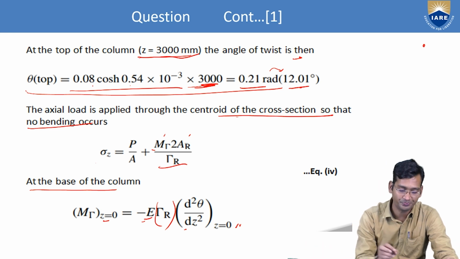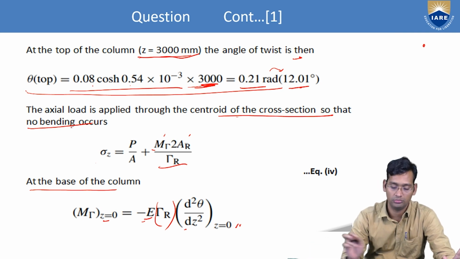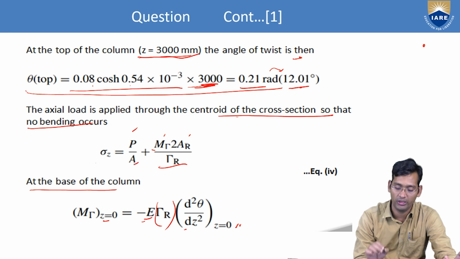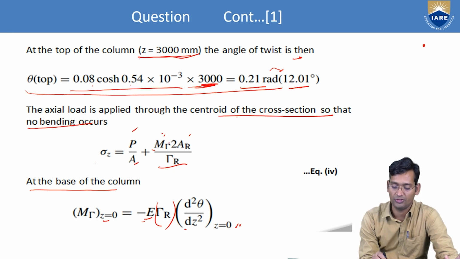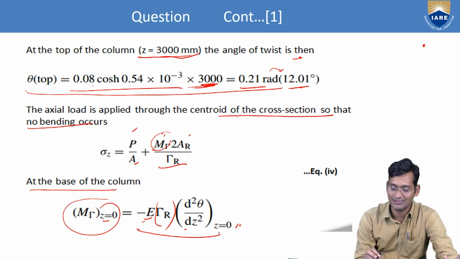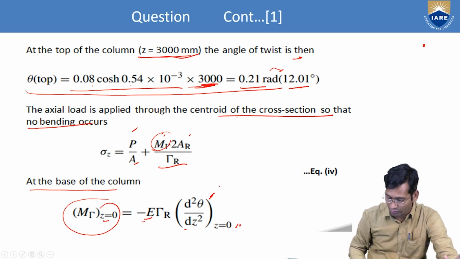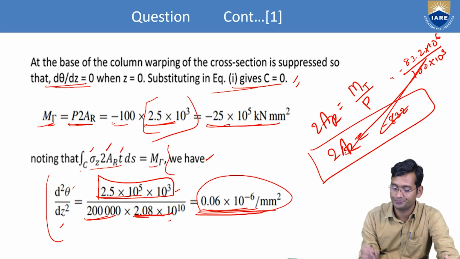Now the second part. The axial load is applied through the centroid of the cross section so that no bending occurs. So only the direct stress will be there. So sigma z is P by A. We know P, we know A. M tau 2AR by tau r. At the base, we have to find this M tau. So M tau at z equals 0 is minus E tau d2 theta by dz square, and for substituting here we found this d2 theta by dz square value.